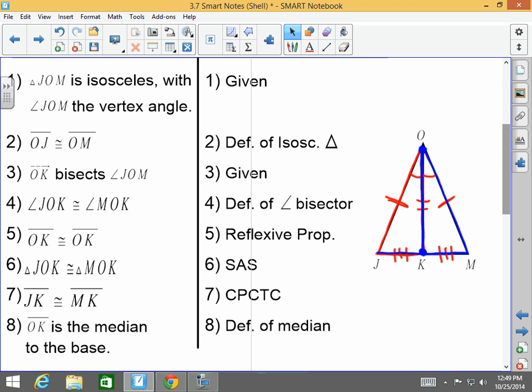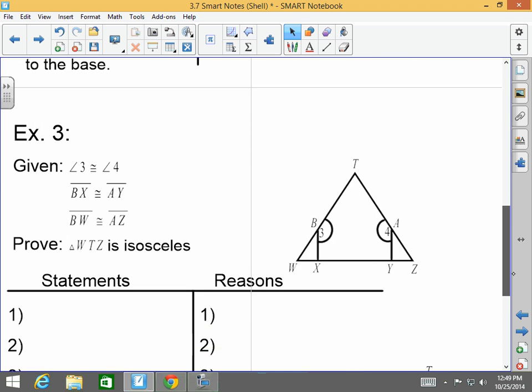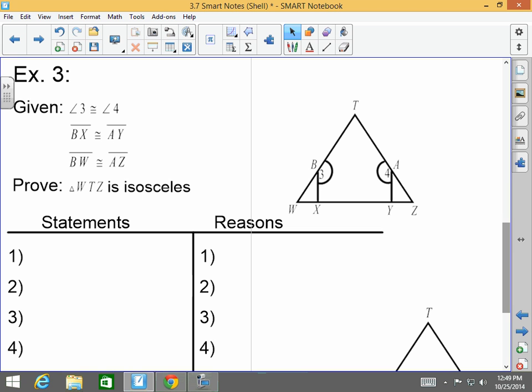Done. That was a nice proof. Okay, number 3. We're given that angle 3 is congruent to angle 4. We're given that BX is congruent to AY, and we're given that BW is congruent to AZ. I want to prove that triangle WTZ is isosceles.